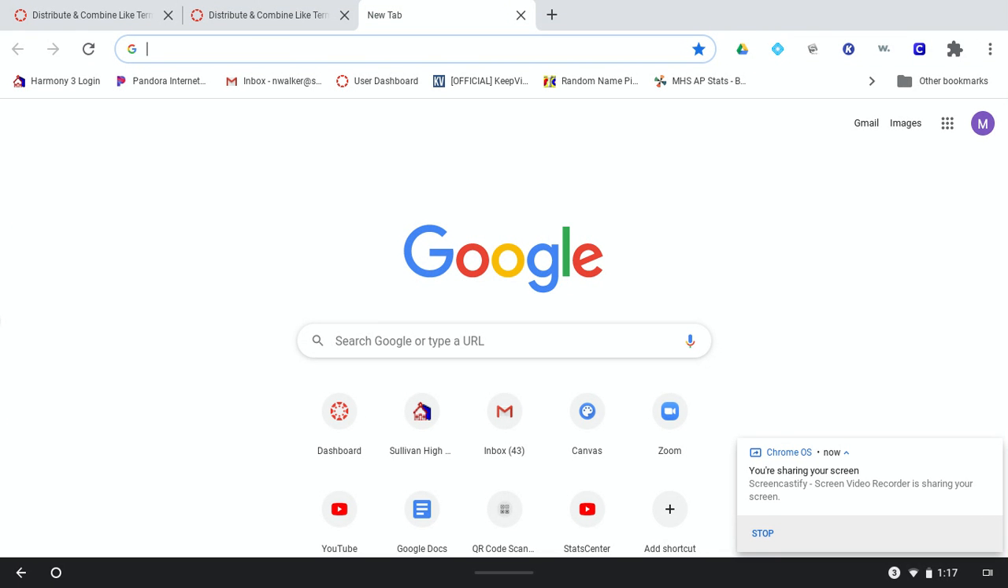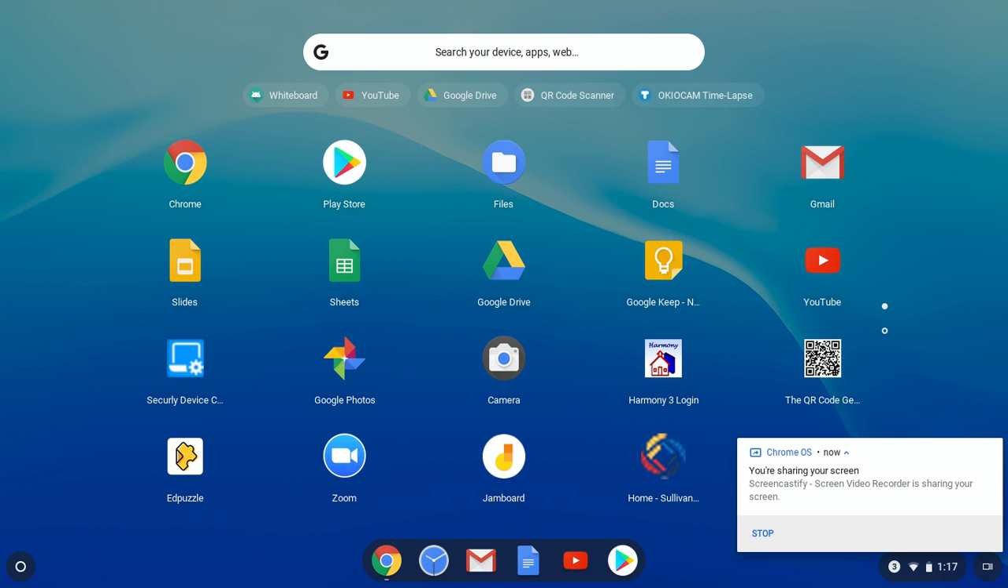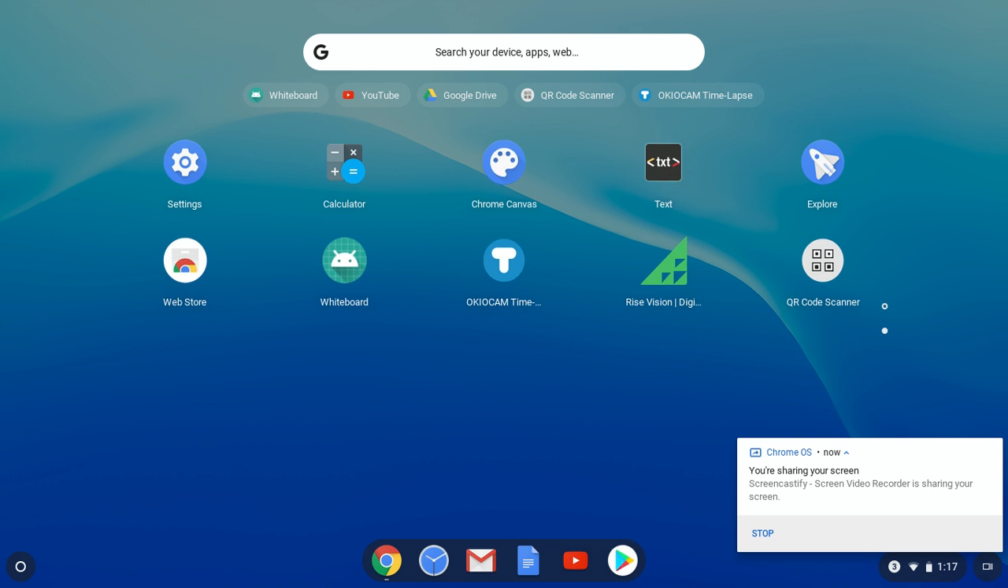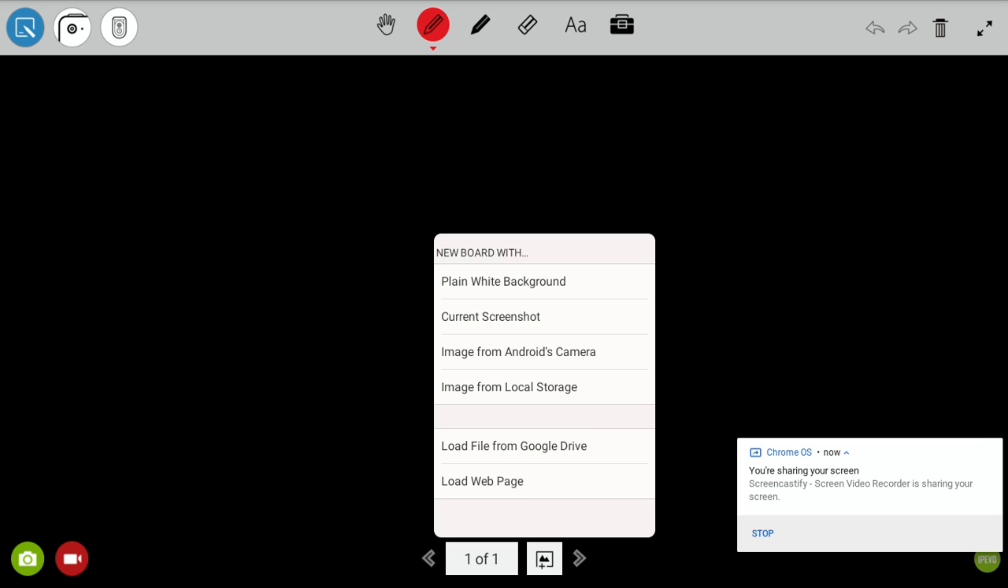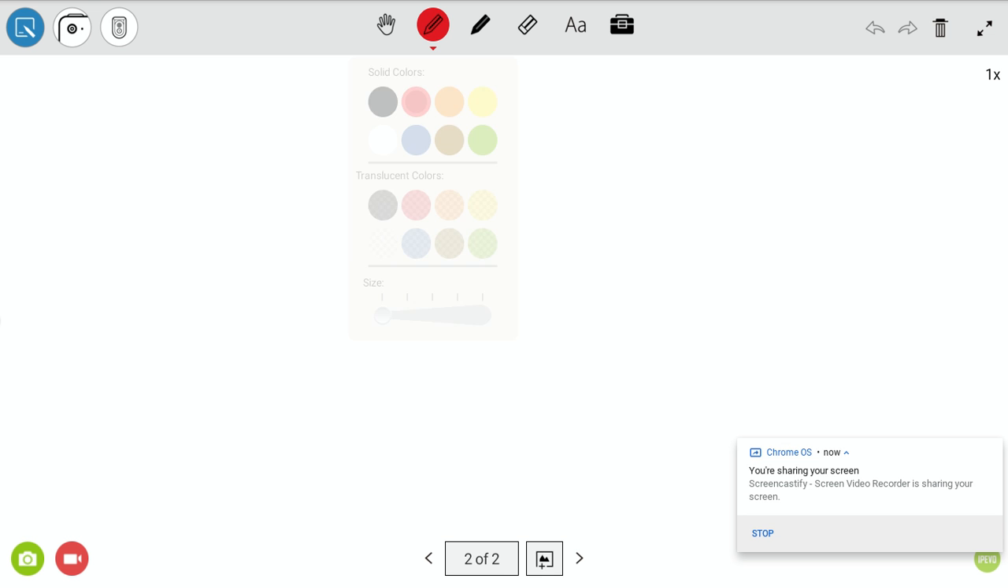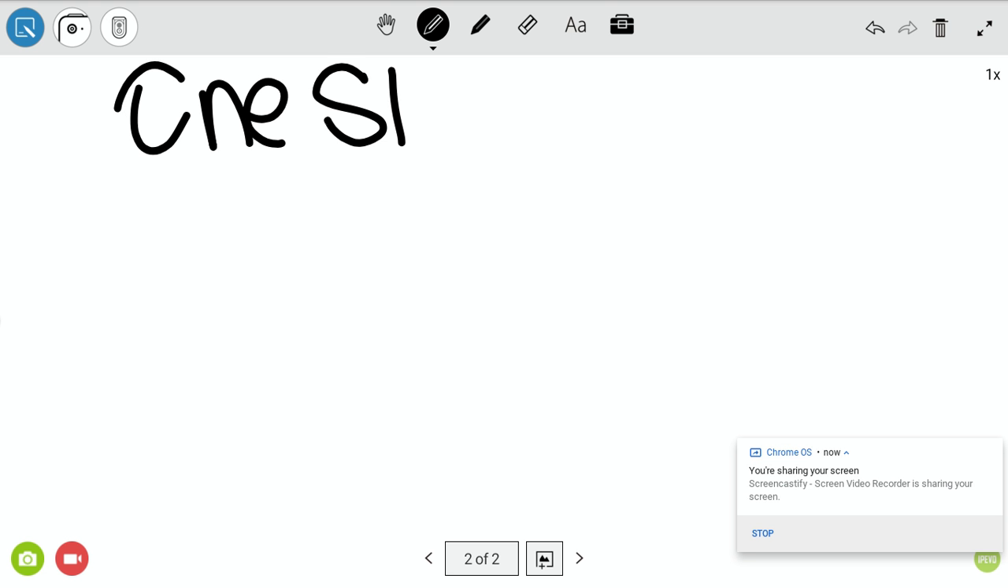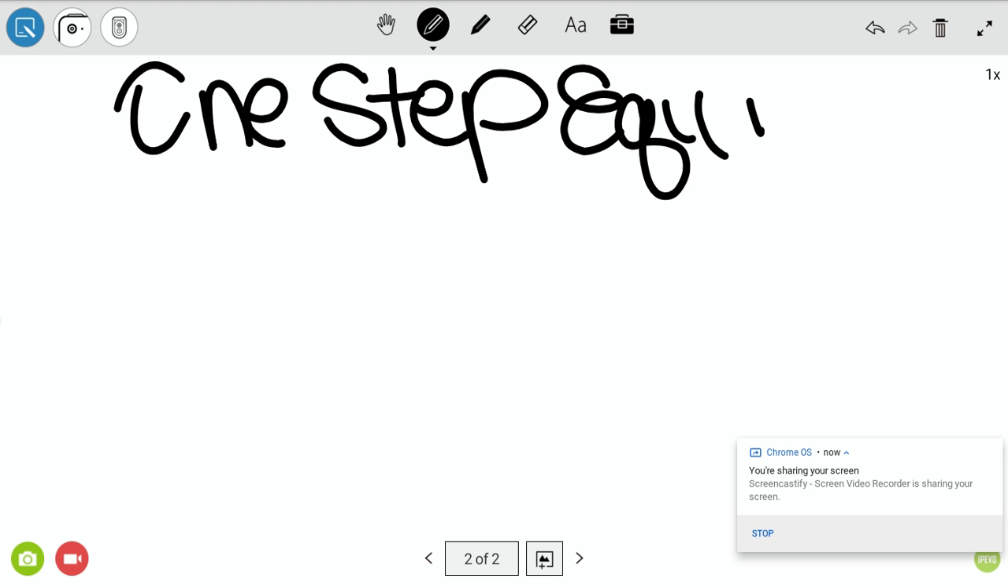Hello, everybody. We are actually going to take some notes today on one-step equations. First of all, we can get started. We're doing one-step equations today. So we are actually going to be solving for variables.